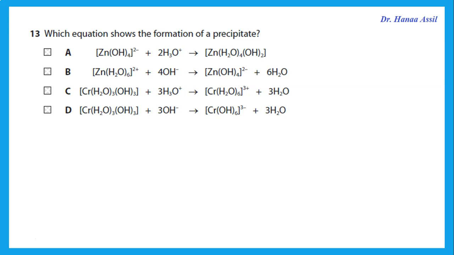Which equation shows the formation of a precipitate? Remember, when we add zinc hydroxide in an acid, this would give the white precipitate of this zinc complex.